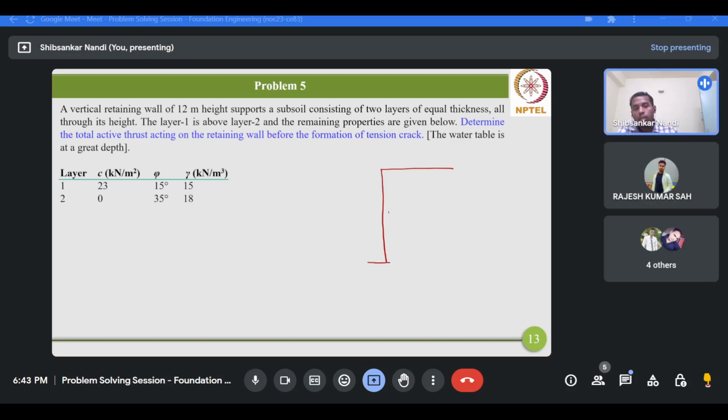Okay, let me draw the retaining wall first. So it's having a total height of 15 meter. Yes sir.